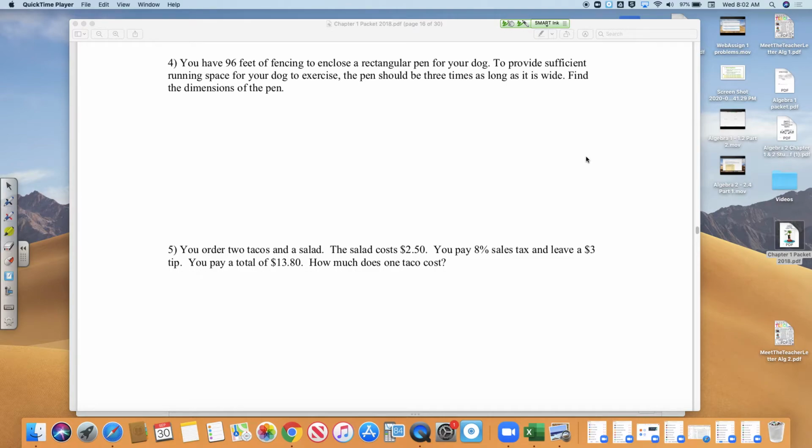All right, let's go over number 4 together. So we have 96 feet of fencing to enclose a rectangular pen for your dog. To provide sufficient running space for your dog to exercise, the pen should be 3 times as long as it should be wide. Find the dimensions of the pen.